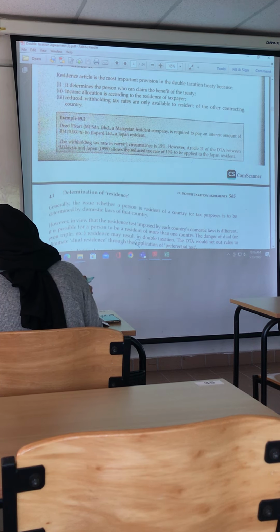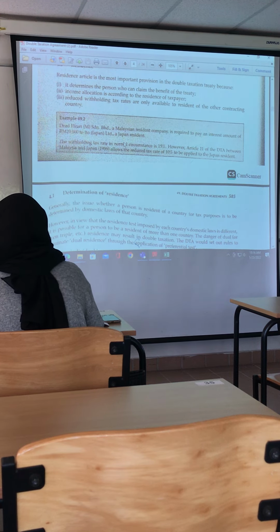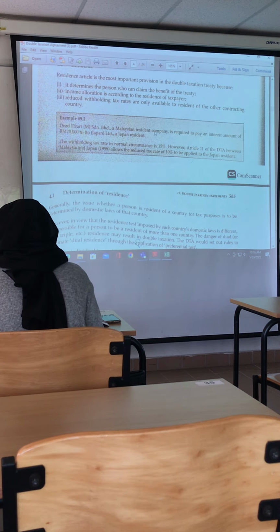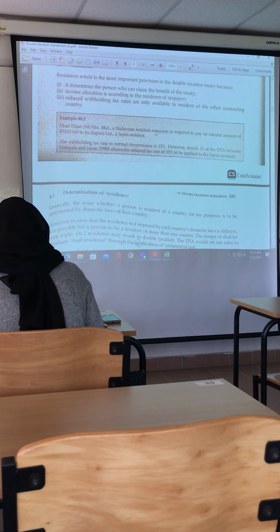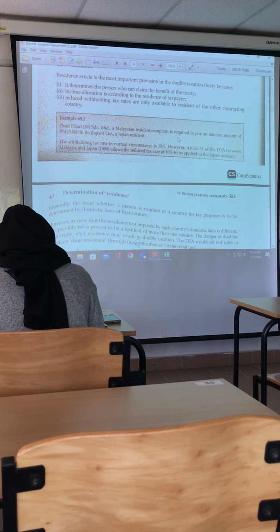Example here, tak nampak. That hard, is it there? A Malaysian resident company, right, is required to pay interest amount of 20,000 to Ito Japan Limited, a Japan resident. So payment of what? Payment of interest and most likely that is withholding tax. Yeah, because why? Payment to a non-resident person and the income is in the form of interest here.